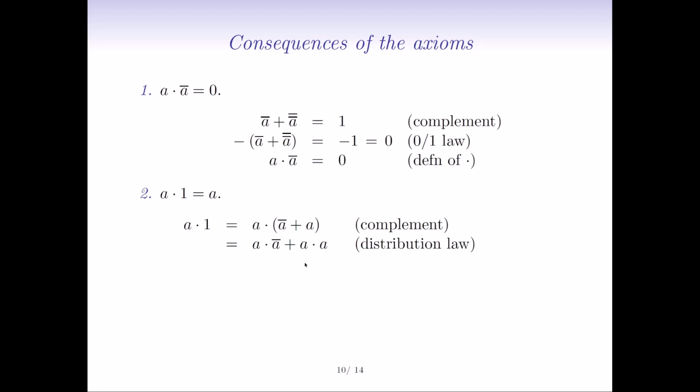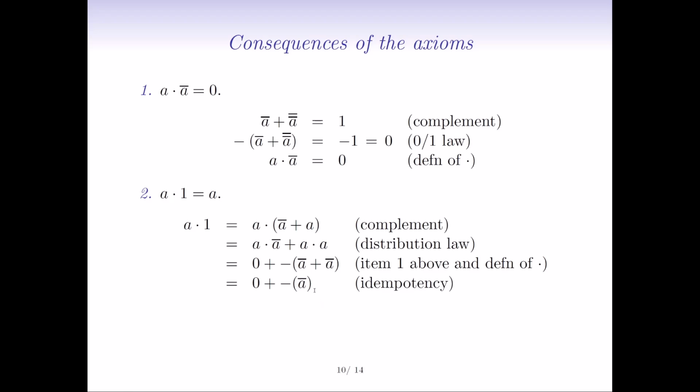Next, we'll apply our distribution law. Remember that the distribution law says a dot b plus c is equal to a dot b plus a dot c. So just by taking minus a for b and a for c in that law, I get a dot minus a plus a dot a. And then our first item above, the thing we proved just before, is exactly that a dot minus a is equal to 0. So we can rewrite the left-hand term as 0. And as for the right-hand term, well, we have a dot a, so we can just rewrite it according to the definition of dot, which means I'll get exactly minus a plus minus a.